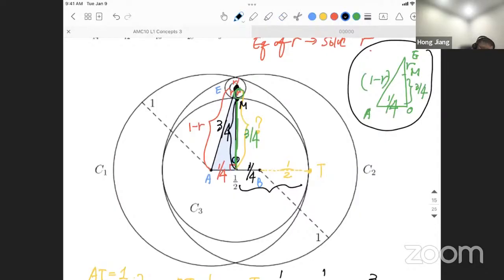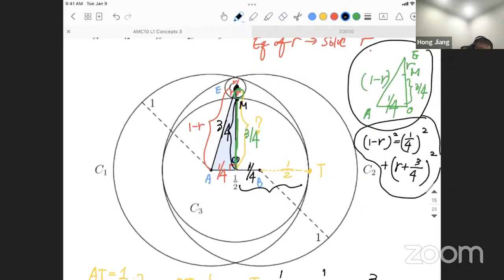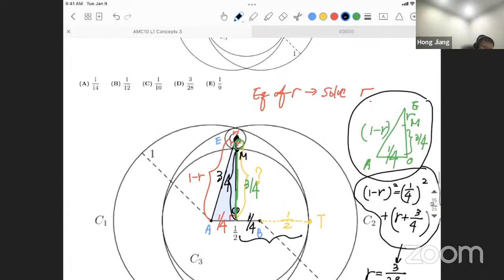The equation is: (1 minus R) squared, the hypotenuse, equals (1 over 4) squared plus (R plus 3 over 4) squared. This is the Pythagorean relationship between the three sides within this triangle. Solving this very quickly, you get R equals 3 over 28. Do we have it? 3 over 28.